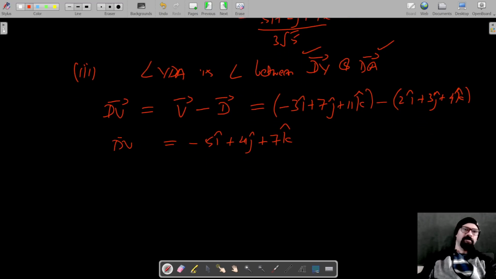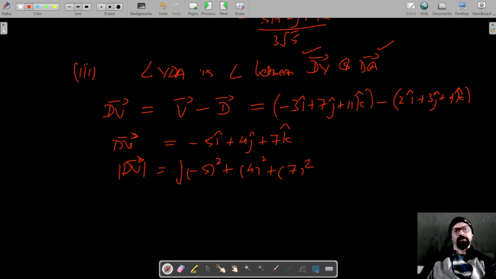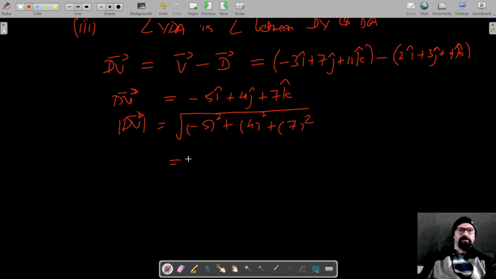So this is our DV vector, and let's find its magnitude as well. So magnitude of DV vector is equal to minus 5 square, 4 square, and 7 square under root, which gives me 25 plus 16 plus 49.